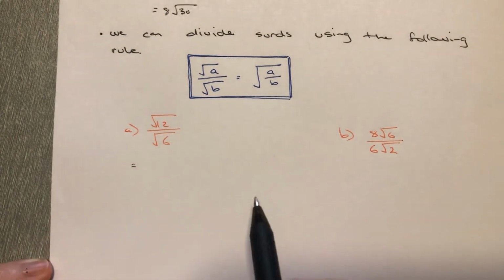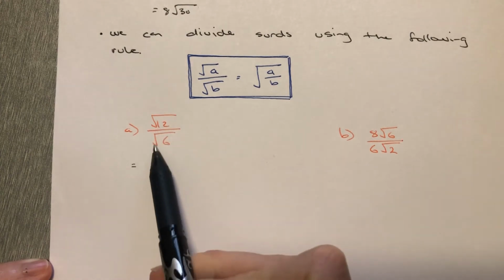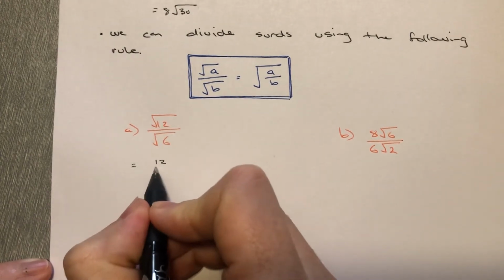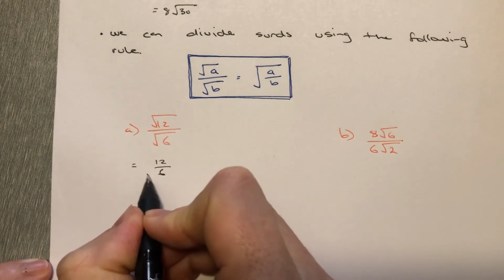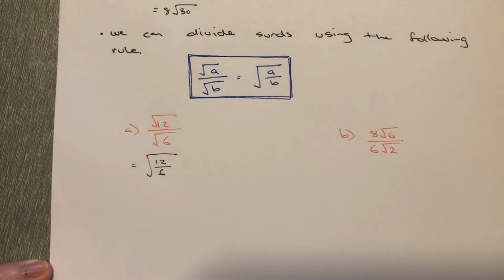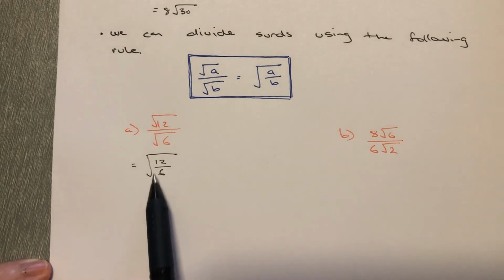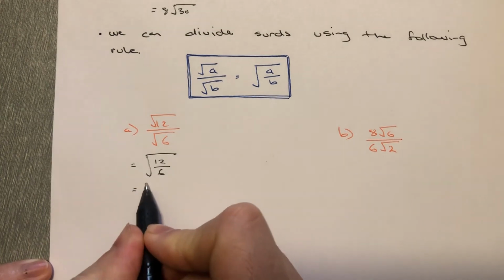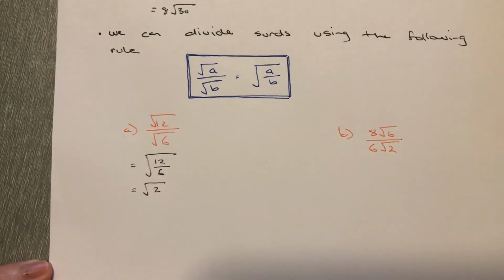All right, so what we can do instead of having those two square roots is both of these things, 12 and 6, can be underneath that same square root there. So I've combined them, yeah? Now, hopefully we know 12 divided by 6 is 2. There we go. So our answer is going to be the square root of 2.